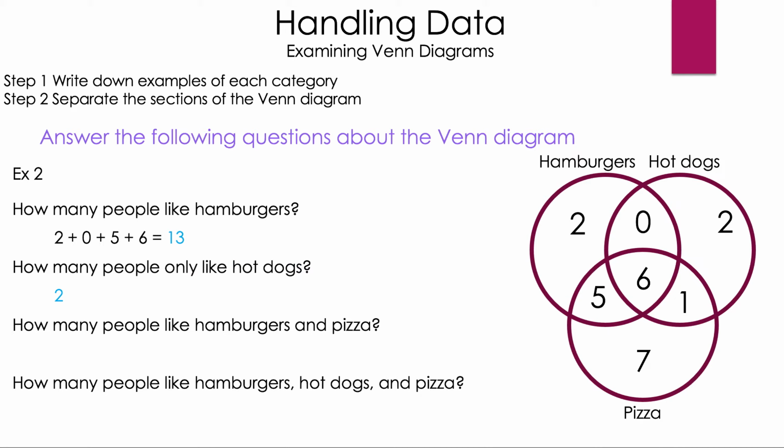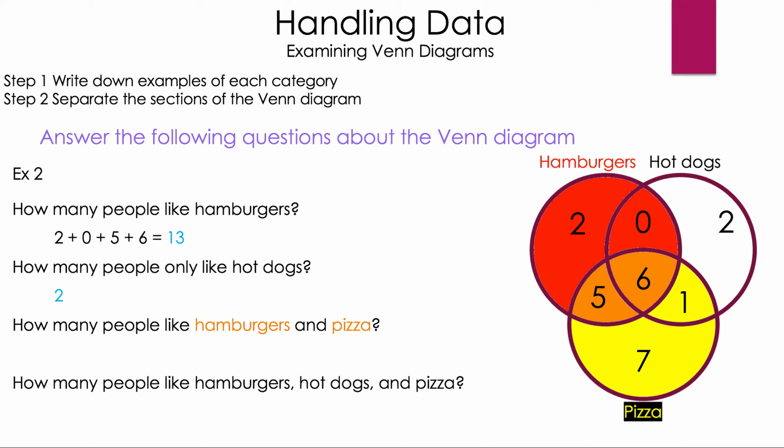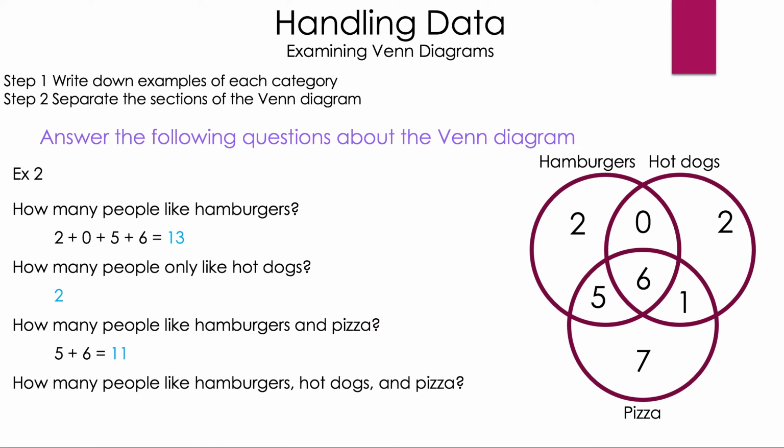Now let's take a look at how many people like hamburgers and pizza. So in this particular example, we're going to highlight hamburgers as red, pizza as yellow. What color does red and yellow make? Do you know? Maybe you can figure it out on the screen, and you get orange. Okay, so now we're going to count both sections that are orange. So we're going to count 5 plus 6, which gives me 11, and there's 11 people who like hamburgers and pizza. Now the last question we're going to talk about is how many people like hamburgers, hot dogs, and pizza.